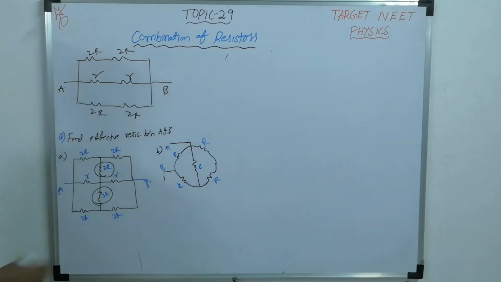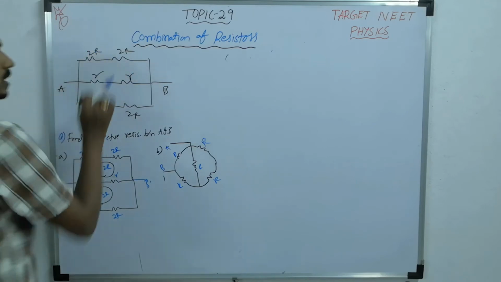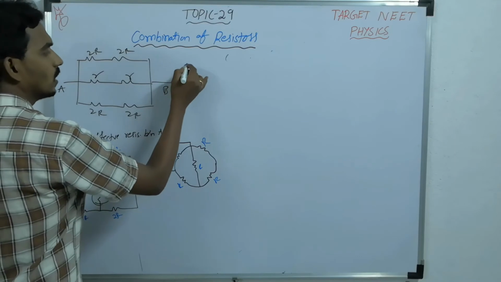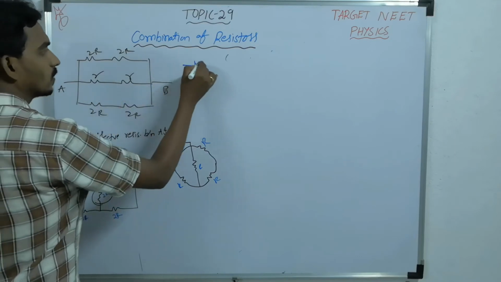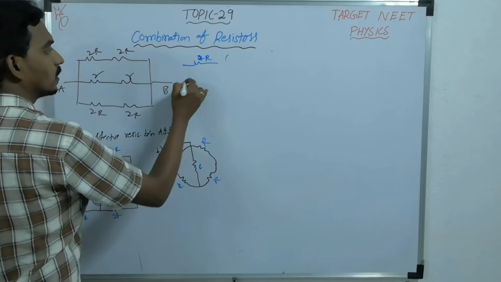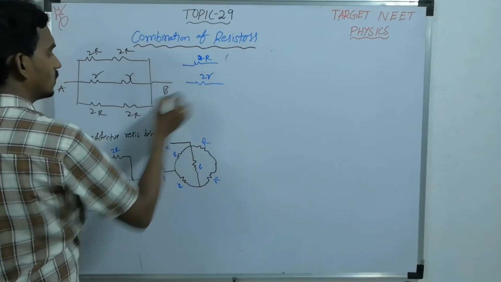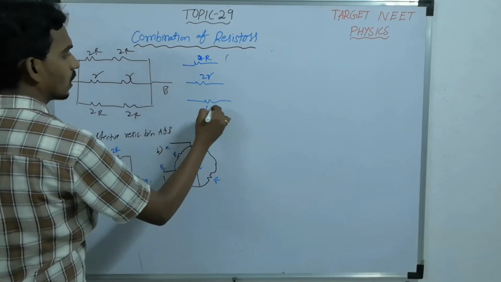Between A and B, what is the resultant resistance? These two are in series, 2R plus 2R, 4R, and these two, 2R plus 2R, again 4R, and 2R, this is again 4R.